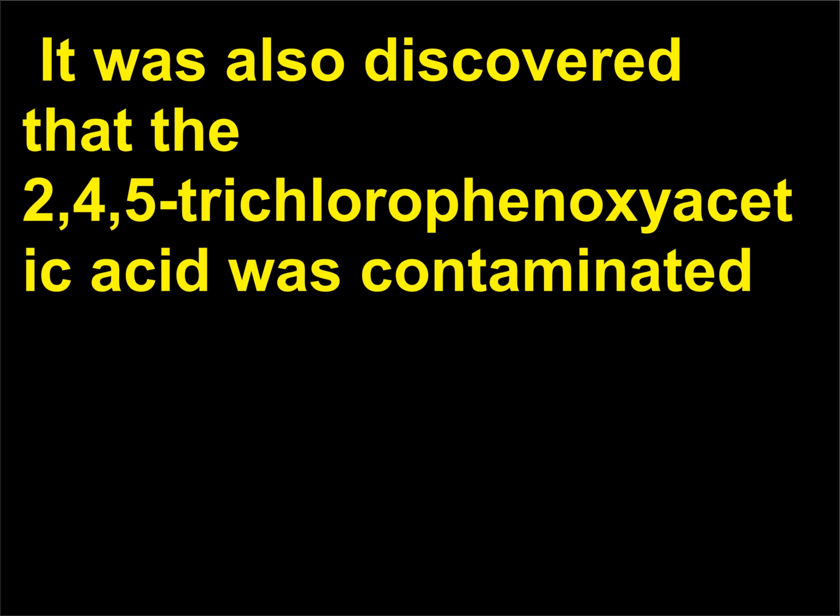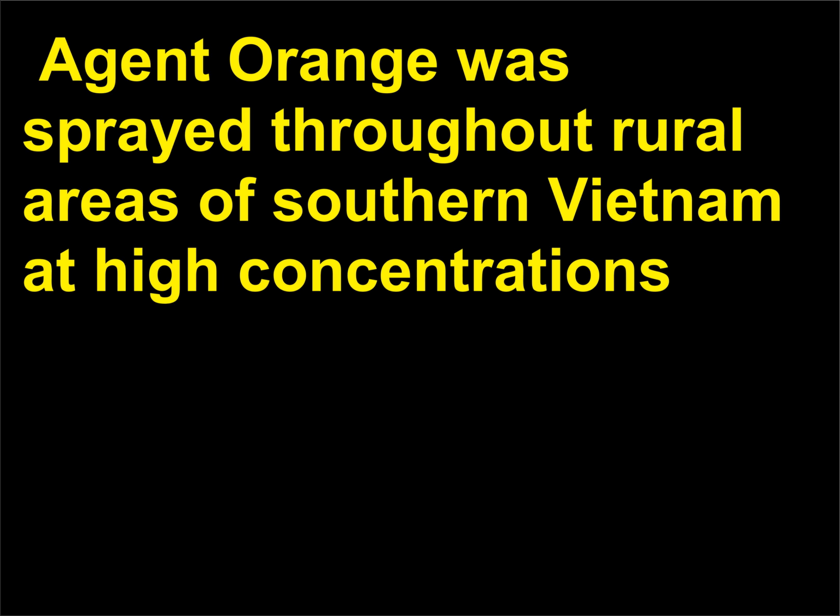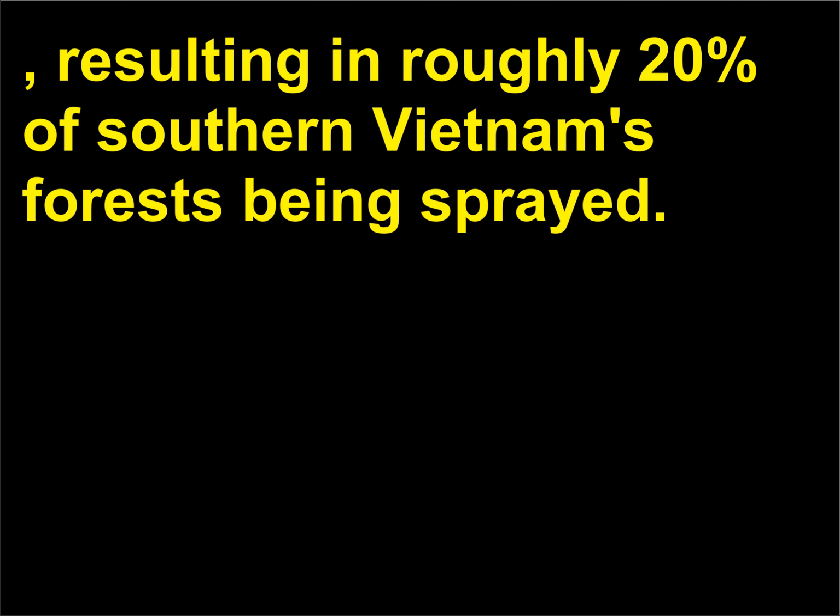It was also discovered that the 2,4,5-trichlorophenoxyacetic acid was contaminated with 2,3,7,8-tetrachlorodibenzodioxin, which is an extremely toxic chemical. Agent Orange was sprayed throughout rural areas of southern Vietnam at high concentrations, an average concentration of 13 times what was recommended by the USDA for domestic use, resulting in roughly 20% of southern Vietnam's forests being sprayed.